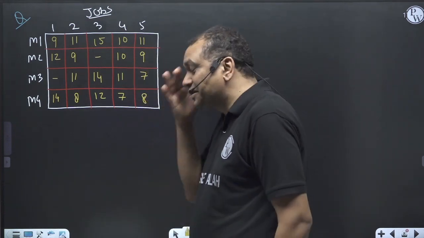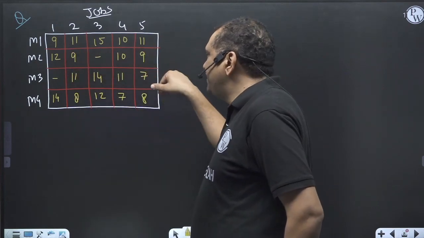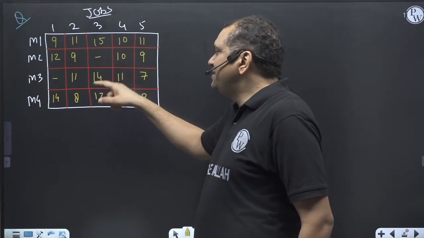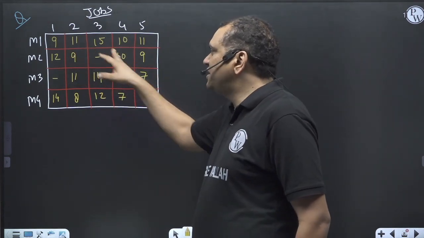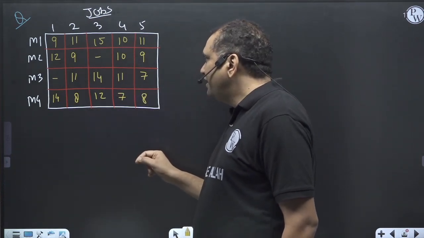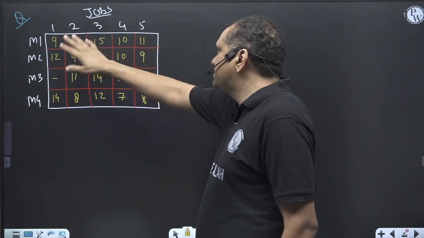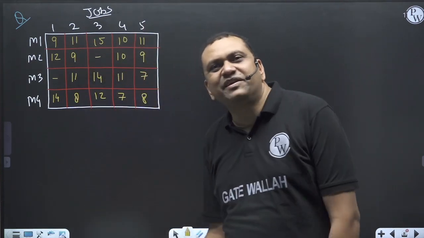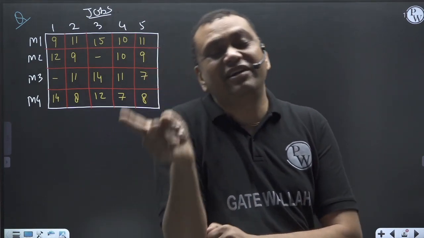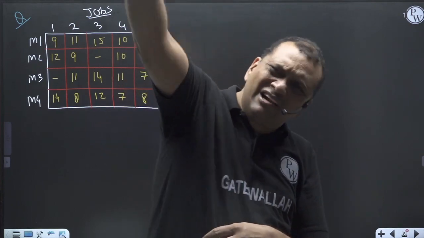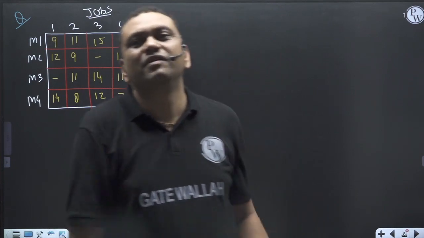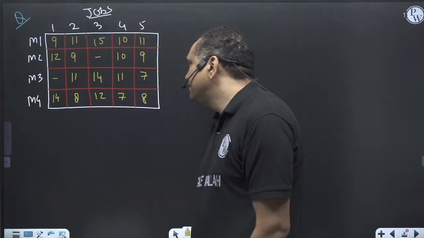What is that? Select the maximum value in the matrix and subtract each and every element from that maximum value. You will get a loss matrix. So when the profit matrix is given in assignment, we have to convert it into a loss matrix, similar to the transportation problem, and we will operate on the loss matrix.